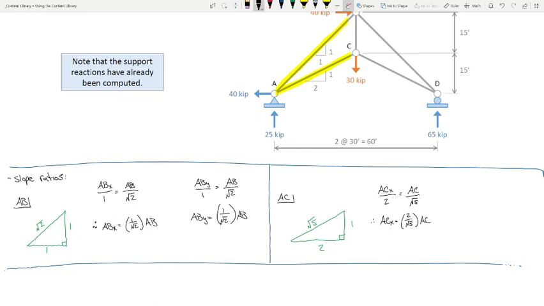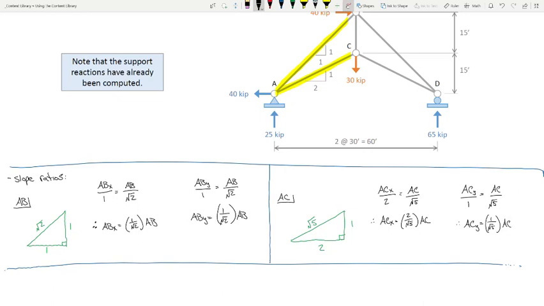And then ACY is to 1 as AC is to the square root of 5. So therefore, ACY is 1 over the square root of 5 AC.